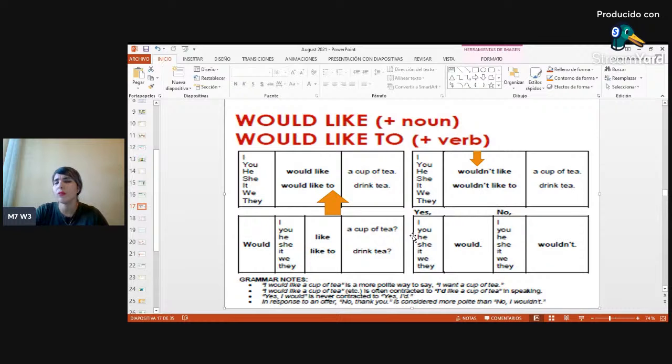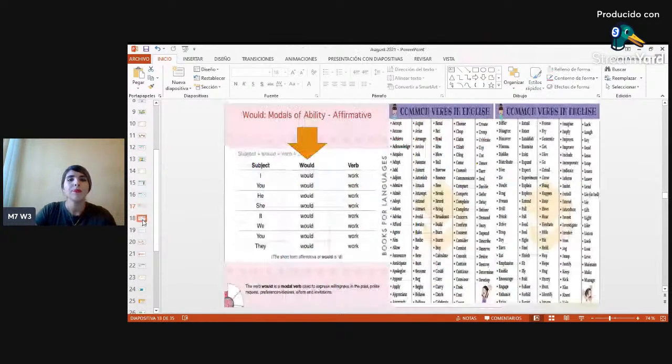nuestro servicio, apoyo, ayuda? O algún objeto también podría ser, would you like a cup of tea? ¿Te gustaría una taza de té? O si queremos decir alguna acción, would you like to drink tea? ¿Te gustaría? La manera de responder es yes, I would, me gustaría, o no, I wouldn't. Acuérdense que les decía, puede ser contraído, would not or wouldn't. It's more common.